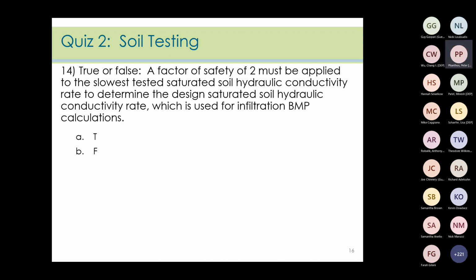Number 14, true or false? A factor of safety of 2 must be applied to the slowest tested saturated soil hydraulic conductivity rate to determine the design saturated soil hydraulic conductivity rate, which is used for infiltration BMP calculations. And that is true.